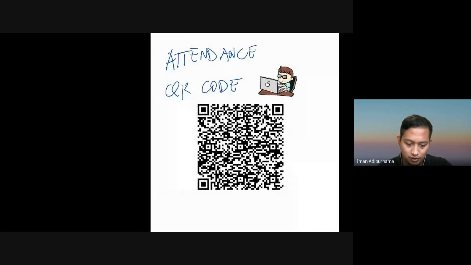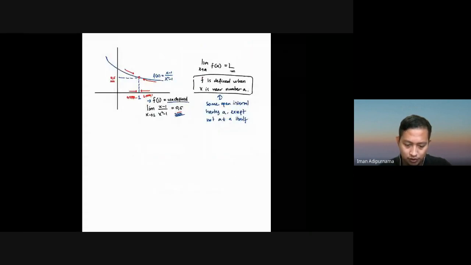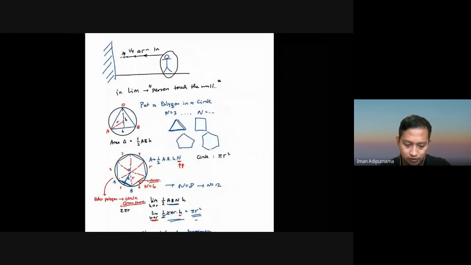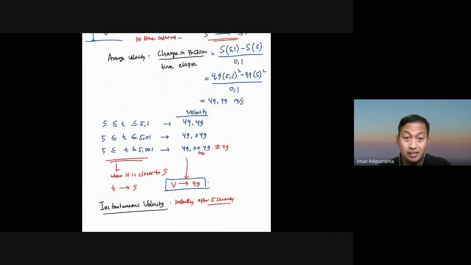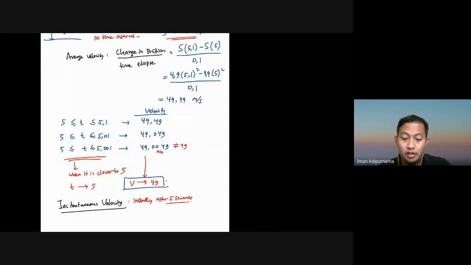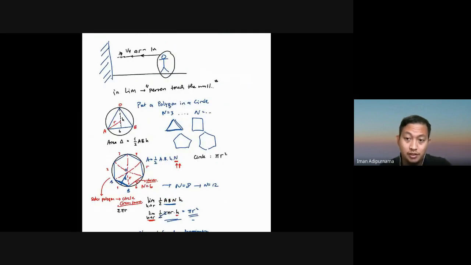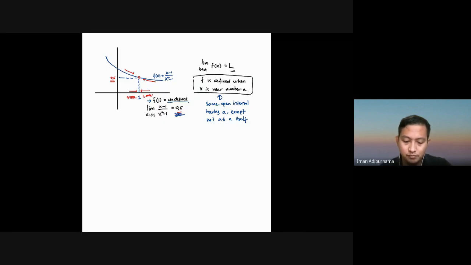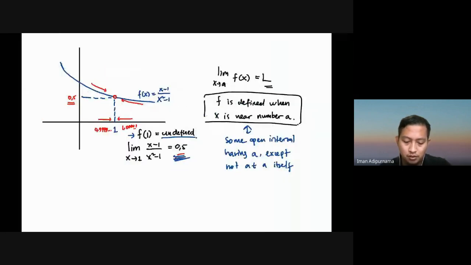Before we start, let me review what we have done here. We already have at least a glimpse of a limit concept and how we are going to use a limit, in terms of definition intuitively. So we have this kind of definition. We call this definition an intuitive definition.